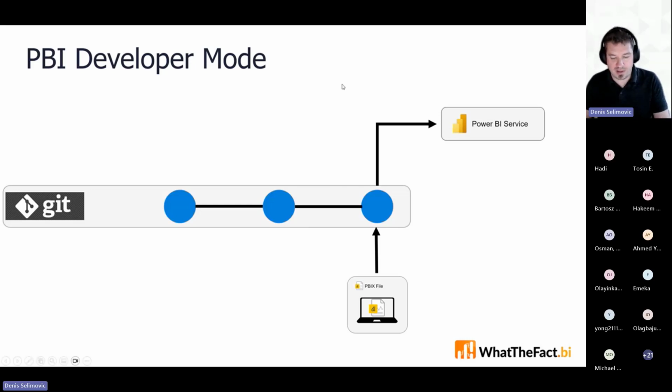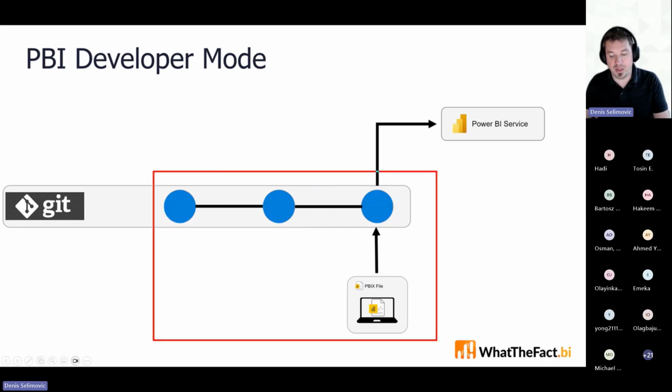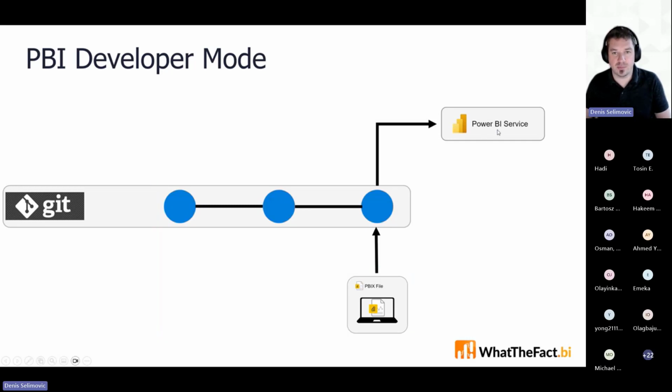Now, what is the big advantage here? The big advantage is, first of all, the decoupling between the different versions and the Power BI service. So with PBIX, I can now create new versions. I can publish them, deploy them to Git. And once I have a final version, this version can be deployed to Power BI service.